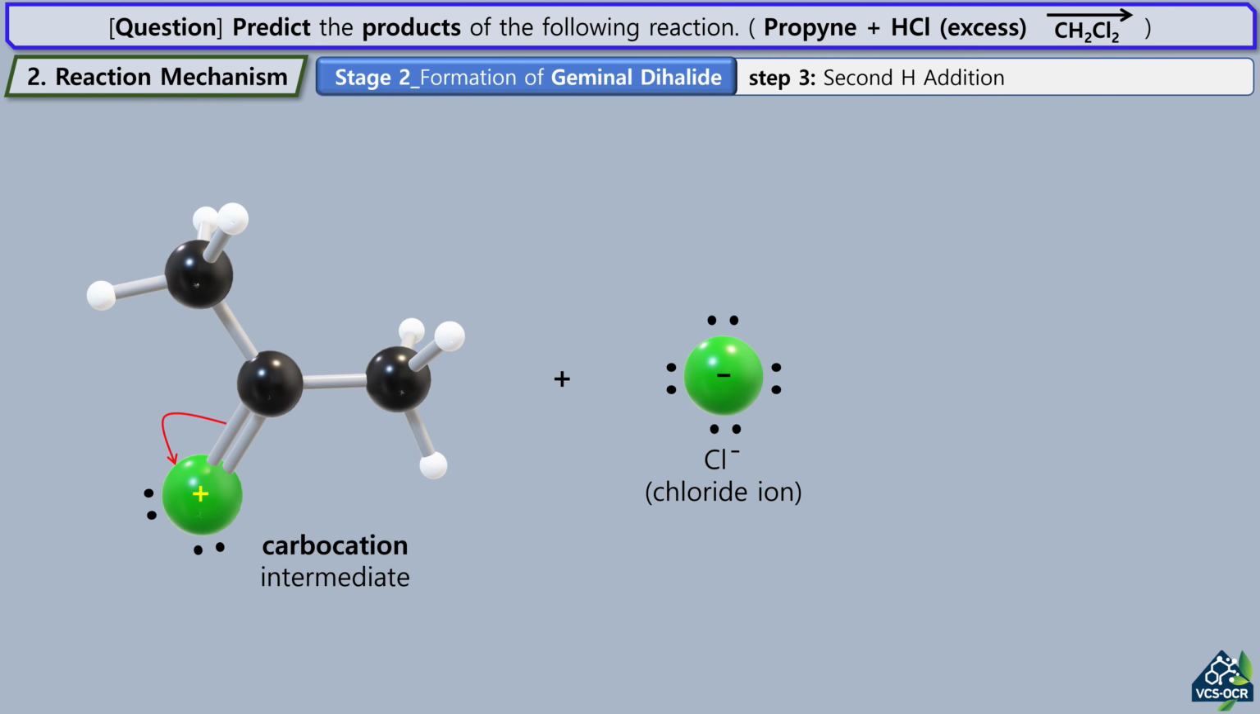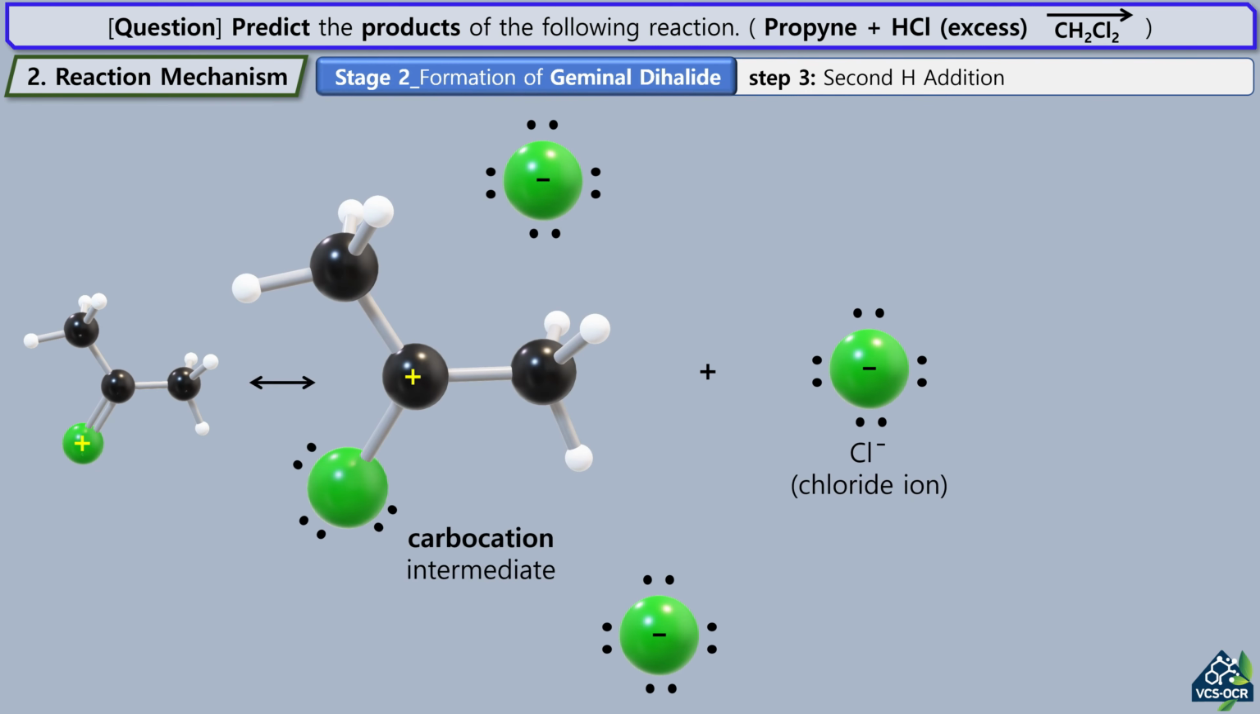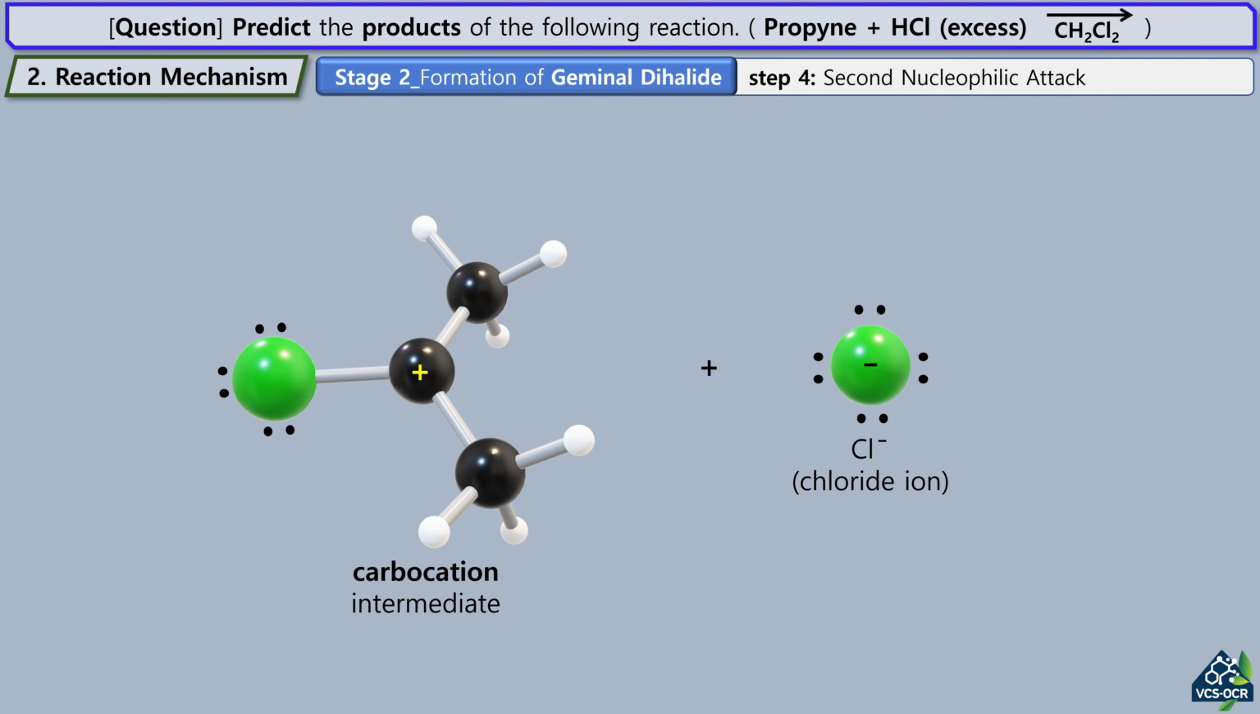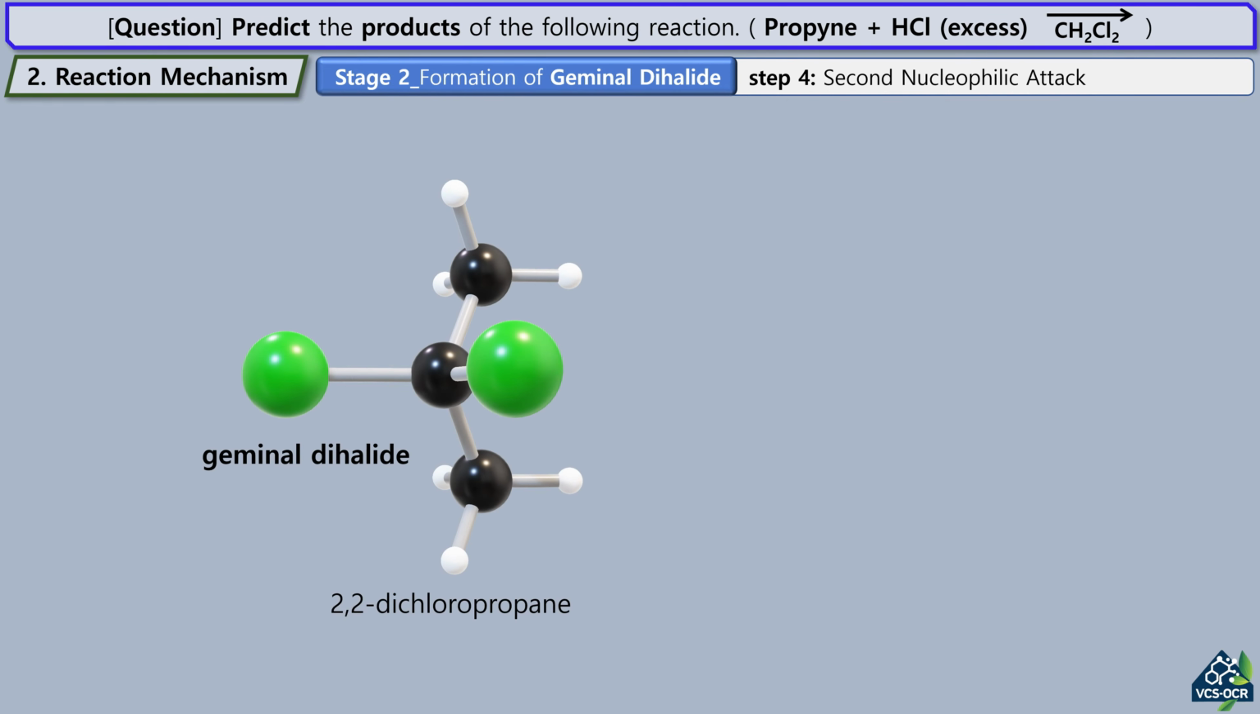Furthermore, if free Cl- is sufficiently available, or under more ionizing conditions, rapid trapping can occur. In CH2Cl2, the capture often proceeds within an ion pair or tight complex. This enables rapid trapping of the short-lived secondary carbocation. Step 4. Second nucleophilic attack. The chloride ion attacks the secondary carbocation. Completion of the C-Cl bond formation yields the geminal dihalide, 2,2-dichloropropane, as the final product of stage 2.